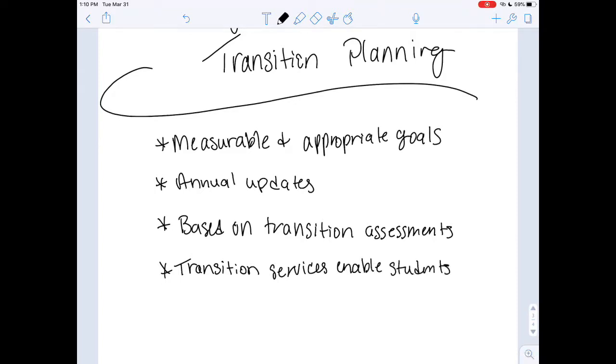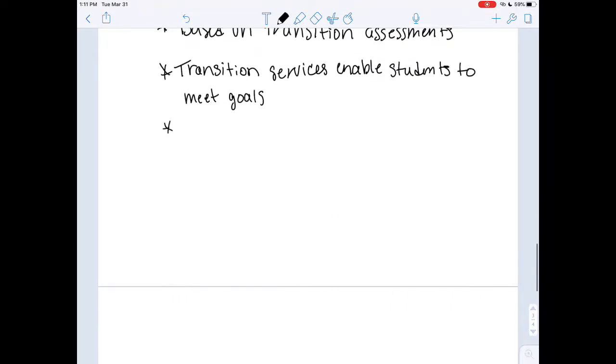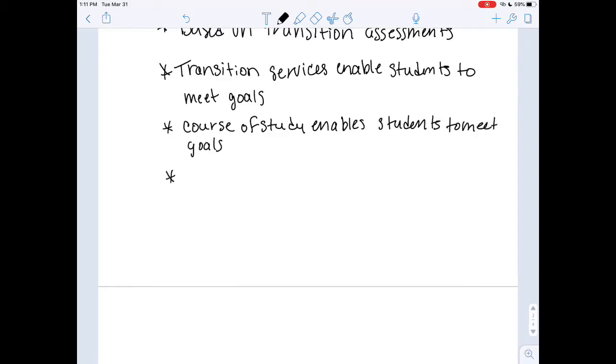The transition services need to enable students to reach goals, because the whole thing is you want to help the student reach their goals. This also includes the course of study enabling students to reach their goals. So this can include some special education services or something specific to independent living skills. Annual goals are then related to the transition needs.